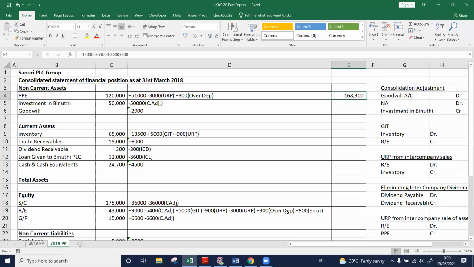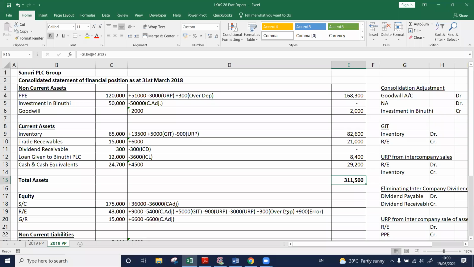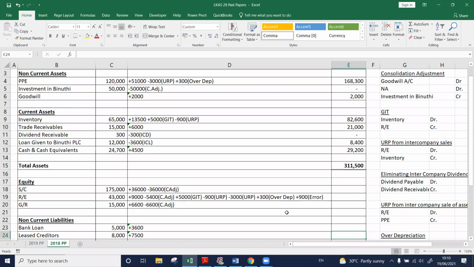PPE, the balance should be 168,300. Investment in Binuti, the value should be nil, and there is a goodwill of 2,000. Inventory value 65,000 plus 13,500 plus 5,000 minus 900. Trade receivables 15,000 plus 6,000. Dividend receivable, the balance will be nil. Loans given to Binuti 12,000, and we have eliminated the intercompany loan amount. Cash and cash equivalents, and finally the total asset amount should be 311,500.